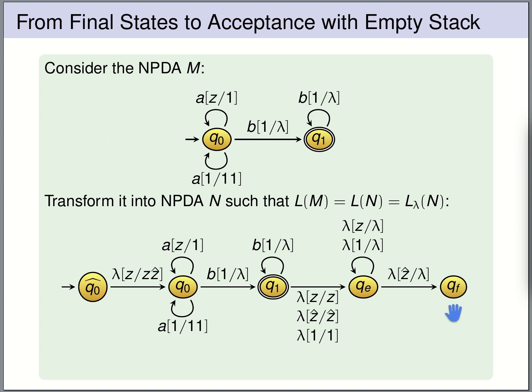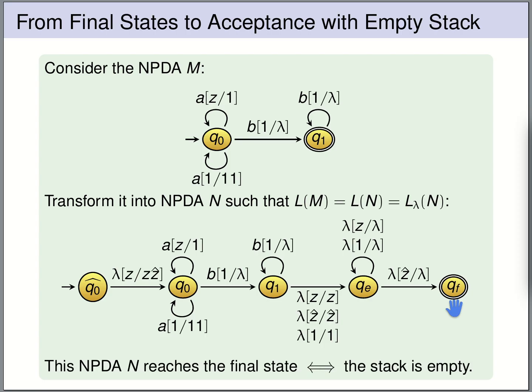The only thing that remains to be done is we declare QF as our only final state. Now we have obtained an automaton that can reach the final state QF if and only if the stack is empty. And that means that the empty stack language of this new automaton is the same as the language of the new automaton. And by construction, the language of the new automaton is just the same as the language of the old automaton.